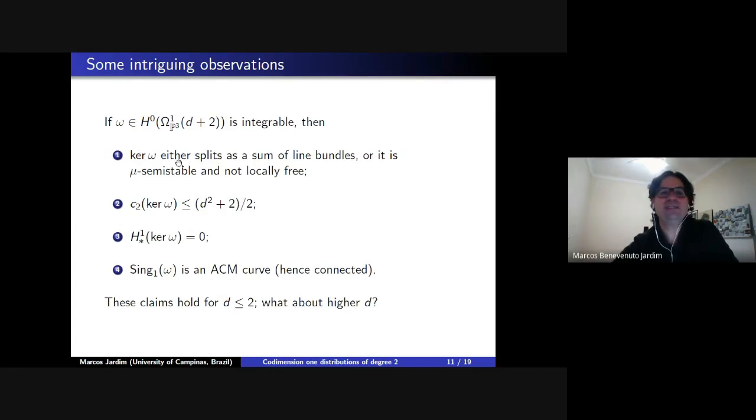So for degree 2, the kernel sheaf either splits as a sum of line bundles or it's mu semistable and not locally free. So these are the two possibilities for the tangent sheaf of a foliation: either it splits as a sum of line bundles or it's not locally free and mu semistable. The other observation is that the second Chern class of this kernel sheaf is always bounded by this, right? So degree squared plus 2, this little formula here.